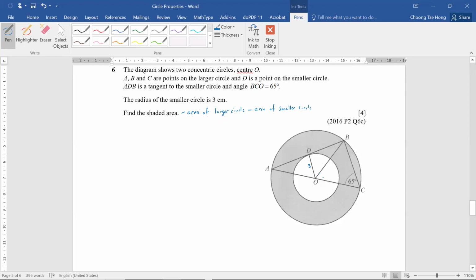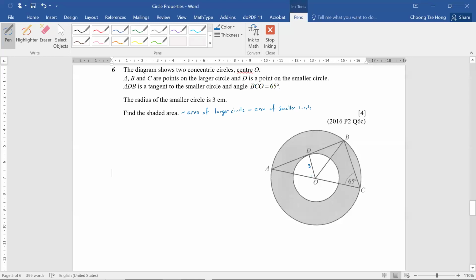So OC, OB, or OA. We should be thinking about which one we are able to find most easily. Having known this, our objective is to find the radius of the larger circle. So let's see what other info we can gather from the things that are told to us in the question.